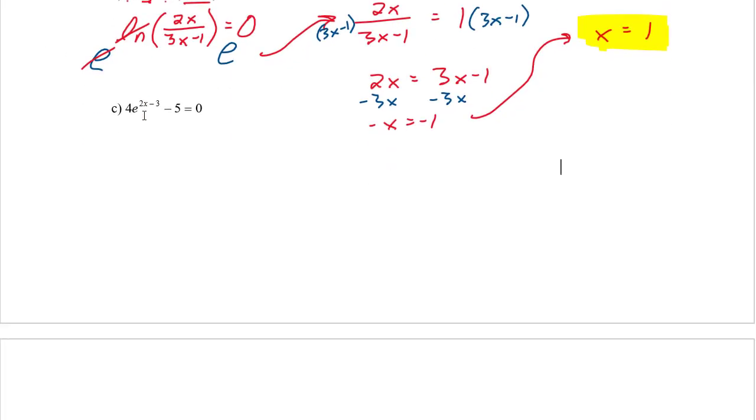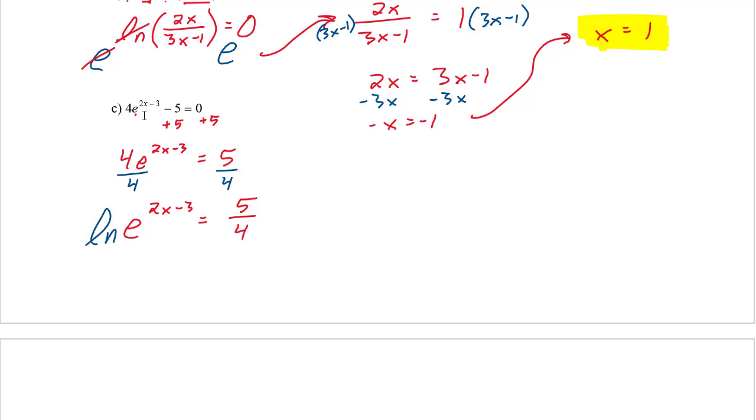If we go ahead and move on to part C on this one, first thing I'd want to do is try and isolate the exponential, since I don't have an exponential on both sides. It's not quite the same as what letter A was, so I would just add my 5 first, which gives me 4e to the power of 2x minus 3 is now equal to positive 5. Should be able to divide the 4 over, which then gives me e to the 2x minus 3 is equal to 5/4.